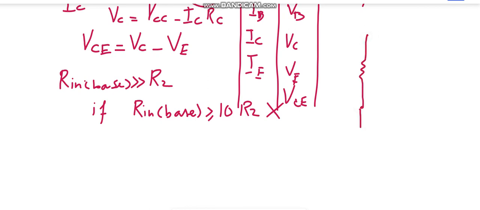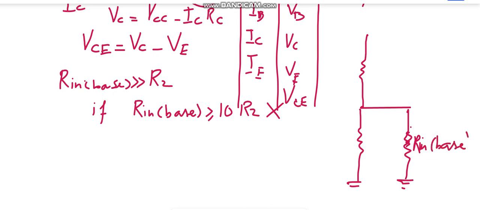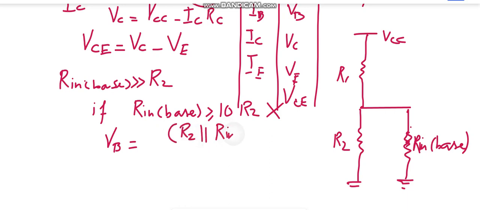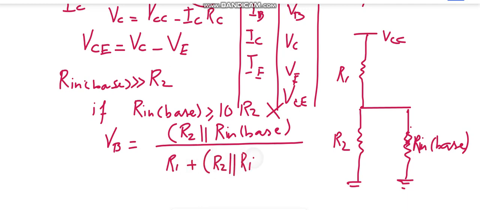This was our original voltage divider bias, and here the transistor will introduce the loading effect, whose resistance is given as R in base. So this is R1, here is R2, and here you have VCC. Now the voltage division rule simply becomes VB is equal to R2 parallel to R in base, divided by R1 plus R2 parallel to R in base, times VCC.